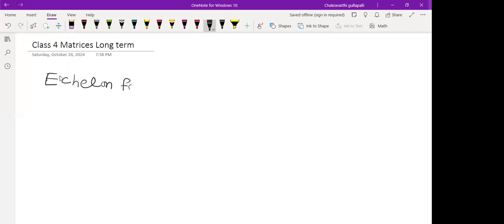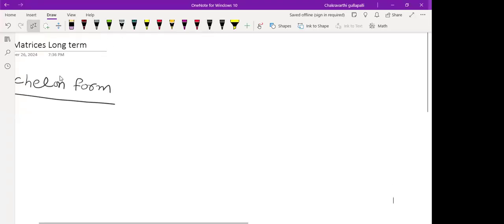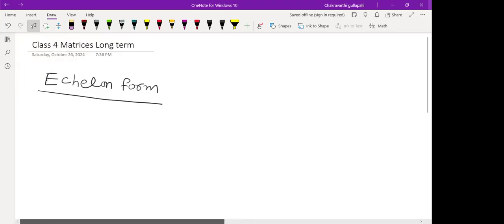So how to find out the rank of a matrix using echelon form? Why do we require this form? Because for higher order matrices, using the determinant becomes difficult. Therefore, we have to find out the rank using a methodology called echelon form. So using this, we can easily evaluate the rank.